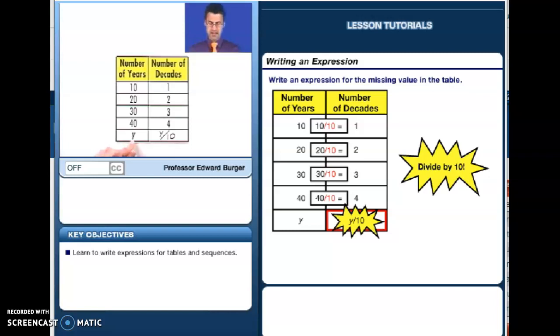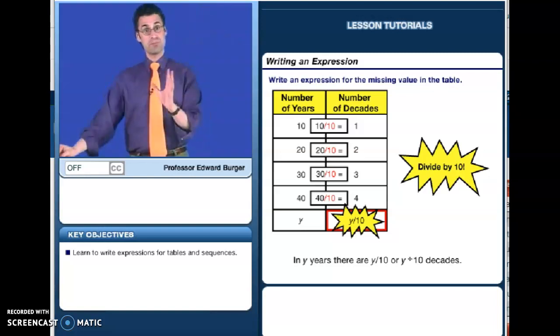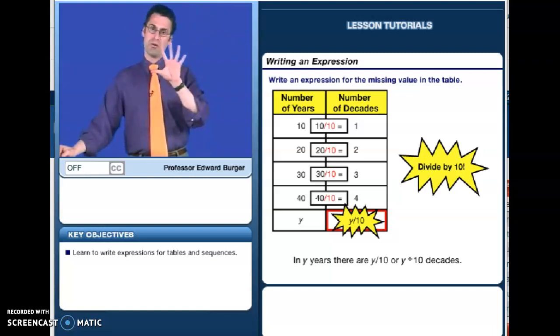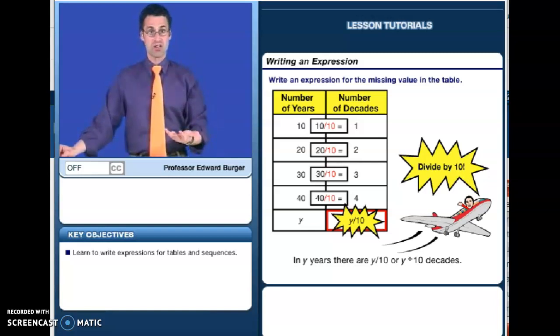If I had 50 years, that would correspond to 50 divided by 10, which would be 5 decades. And that's correct. So you can see we generated an algebraic expression that generalizes all the data from our table. Now that is pretty neat. And that's the power of mathematics. Going from what we know, take off into a general situation that allows us to see the structure. Very cool.